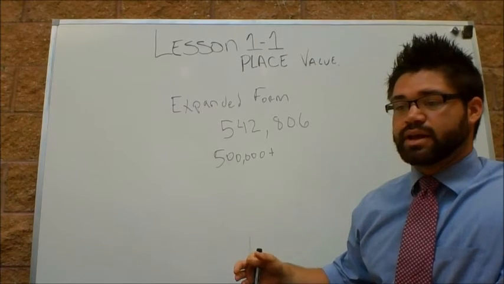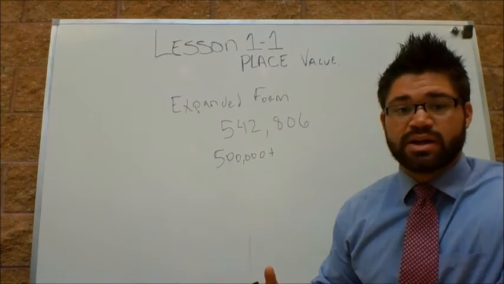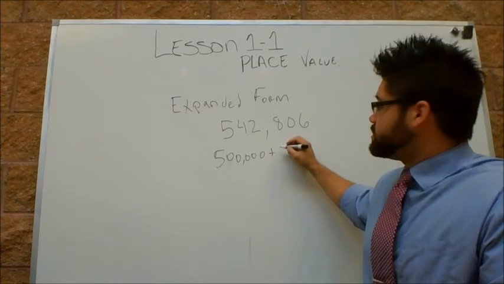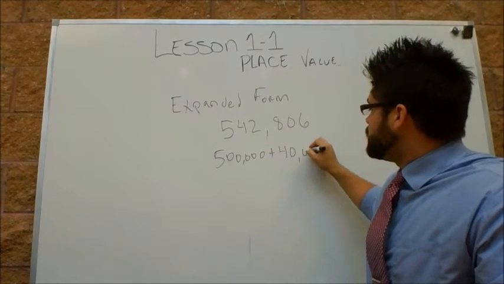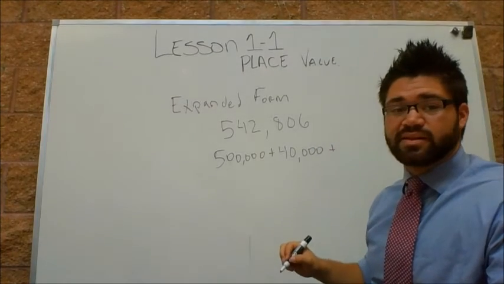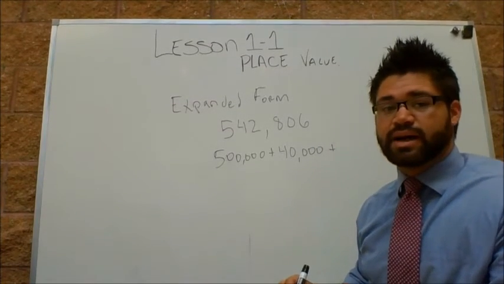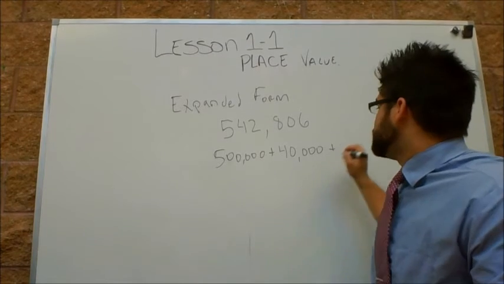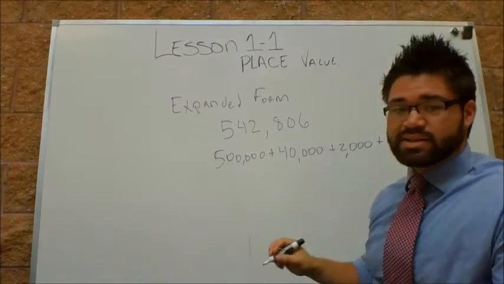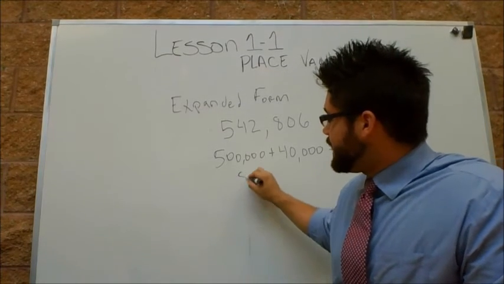So the next number that we're looking at is that 4. The 4 is in the 10,000s place, right? So we are going to do 500,000 plus 40,000 plus the 2 is in the thousands place. So since the 2 digit is in the thousands place, we're going to write 2,000 plus 8 is in the hundreds place, so it's plus 800.